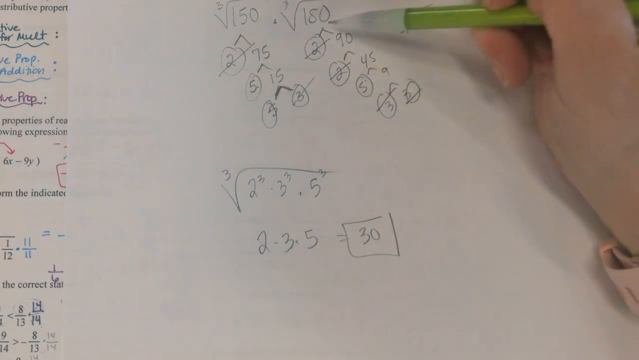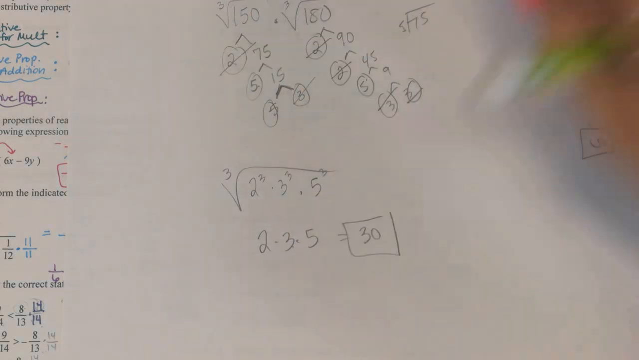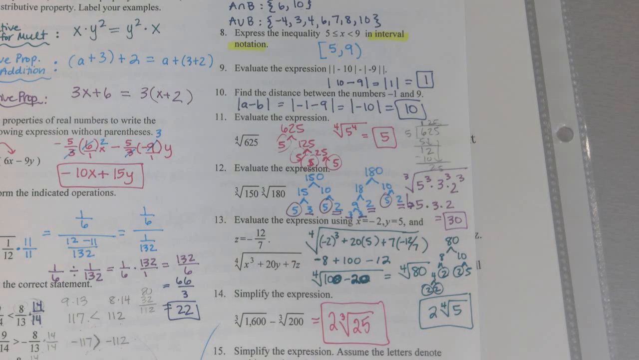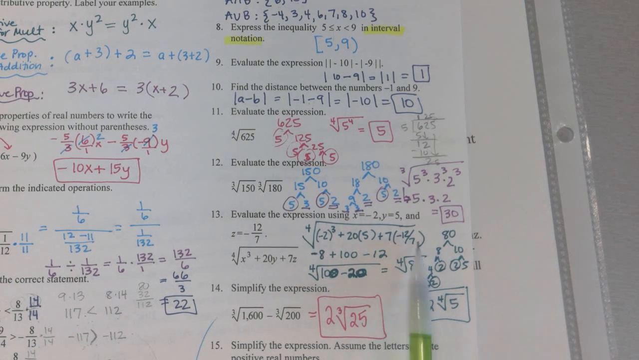Could you multiply these together and then do it? Yeah, but that's going to be a headache. Okay, keep the numbers small. Alright, for this one, you're evaluating the expression, so you can see I plugged everything in here.